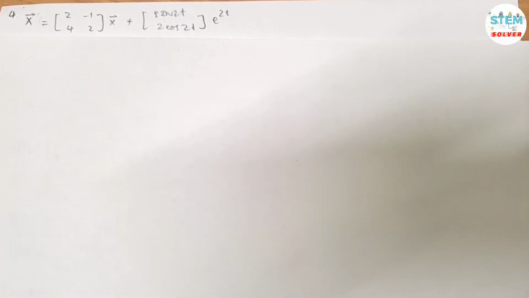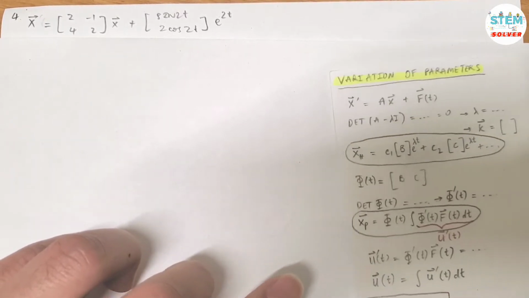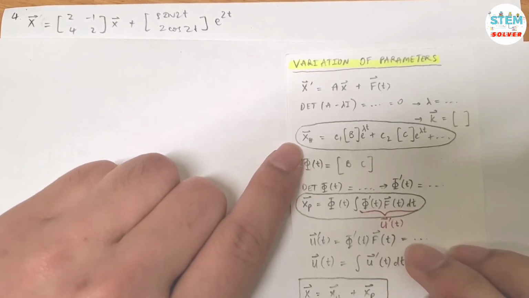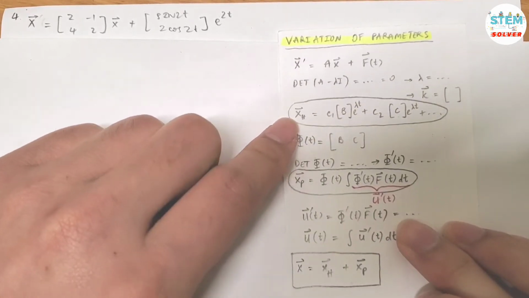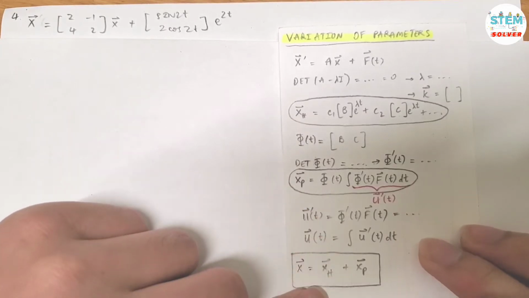Use variation of parameters to solve the given system. To use the variation of parameters method, first you need to find the homogeneous solution, and then you find the non-homogeneous solution part and then add them together. That gives you the final answer.